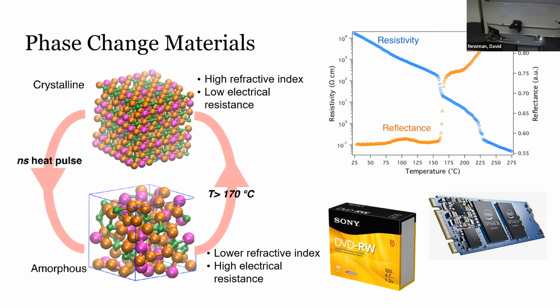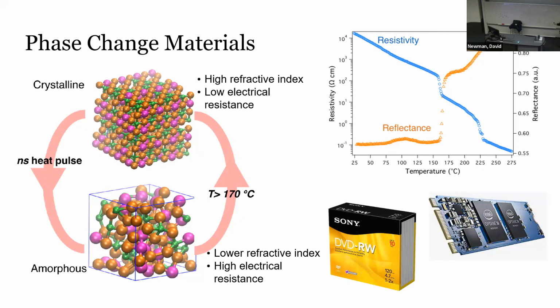You have a crystalline material, and you can heat it up with a nanosecond heat pulse, and it melts, it disorders, and the optical properties change considerably. And you can quench it into this amorphous structure if you remove the heat fast enough. And this has a low reflectivity, this has a high reflectivity, this is a low conductivity, this is a highly conductive material. And you can switch back and forth between these materials by heating to different temperatures for different amounts of time. And this can be done millions, if not billions of times.